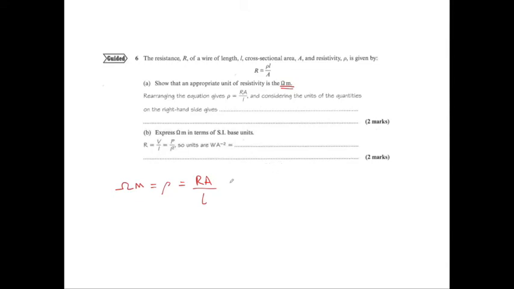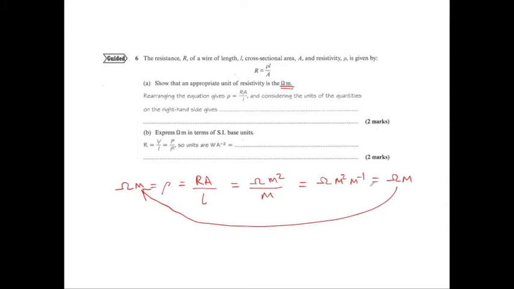Right, well, what's the unit of resistance? Well, the unit of resistance is the ohm, the unit of area is meters squared, and the unit of length is meters. And of course, if you simplify this further, you end up with ohm meters squared m minus 1. If you add up the indices, you end up with ohm meters, which is what we had to prove, basically. Okay, so again, that would be a QED. You've shown it to be true.